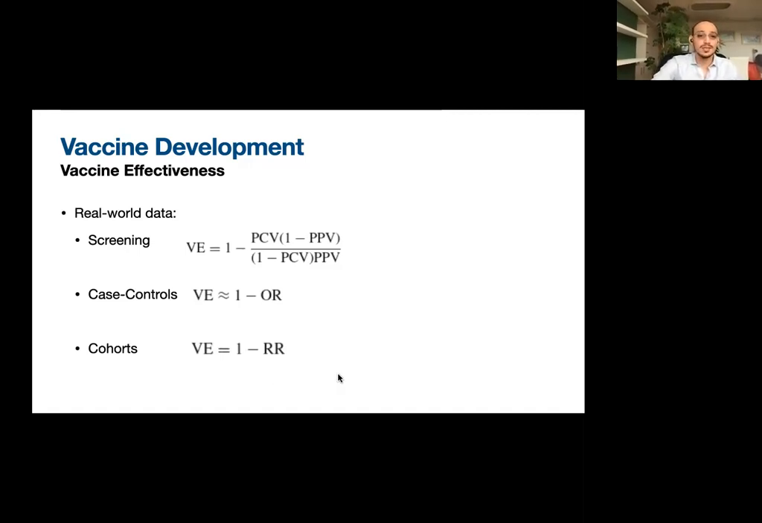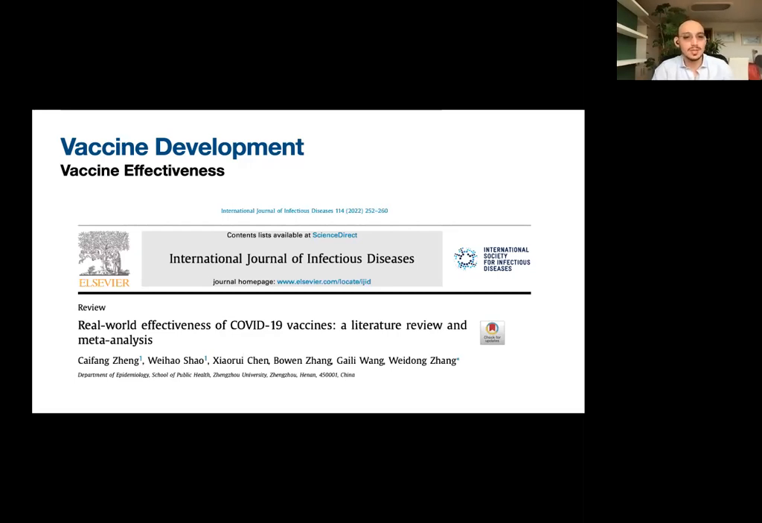We can look at that in this trial that has been published by Zhang et al., which is about the real-world effectiveness of COVID-19 vaccines. They did a meta-analysis of over 50 articles, using 39 cohort studies, 12 case control studies, and data from 14 countries. And we see here that they have high quality studies in this meta-analysis.